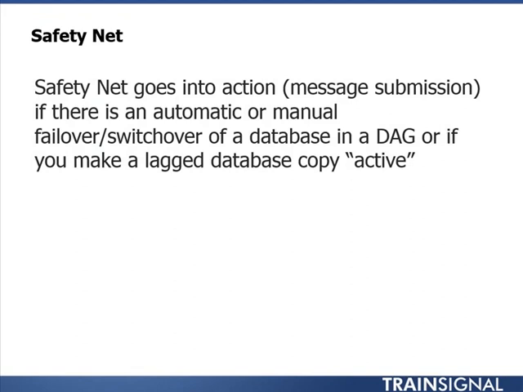Ultimately, safety net goes into action or message submission if there's an automatic or manual failover or switchover of a database in a DAG, or if you make a lagged database copy active. And so that makes sense in that the safety net now can assist in making sure that those messages are up to date, that anything that might have been lost from the transport pipeline getting into the mailbox database itself or going from the active over to the passive copy, that the safety net has already, and so it checks in and makes sure that all those messages are up to date.